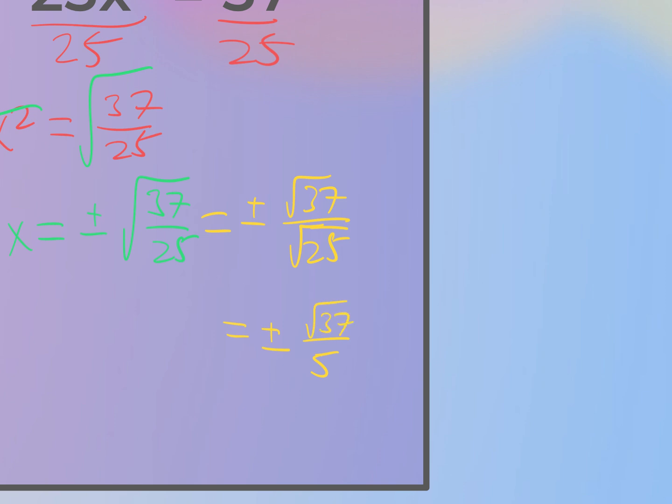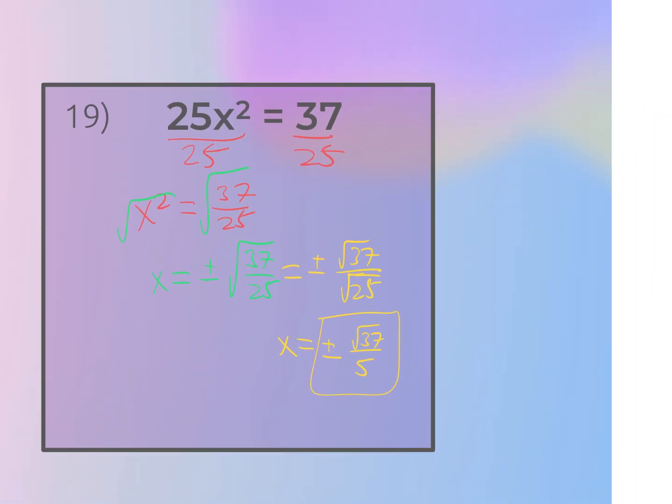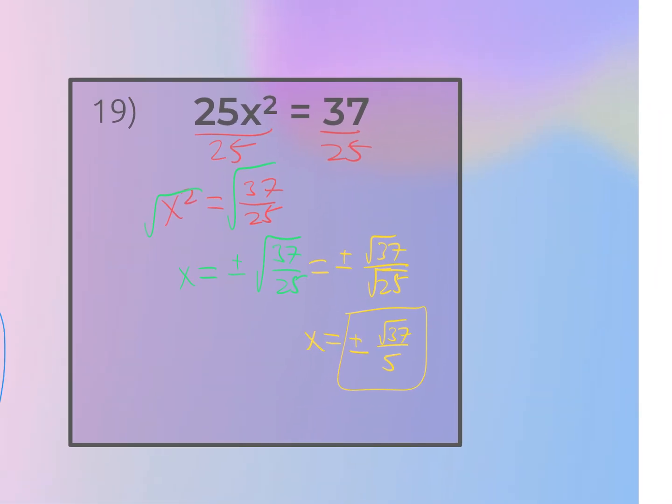Can square root of 37 simplify? No, it can't. So we just get our two solutions here: x equals plus or minus square root of 37 over 5. So whenever you see a square root in the denominator, you need to simplify it. So we didn't go over that section for nothing. We want to simplify. And this one, it worked out to be a whole number, so perfect. But in any case, you want to make sure that there's no radical in the denominator.